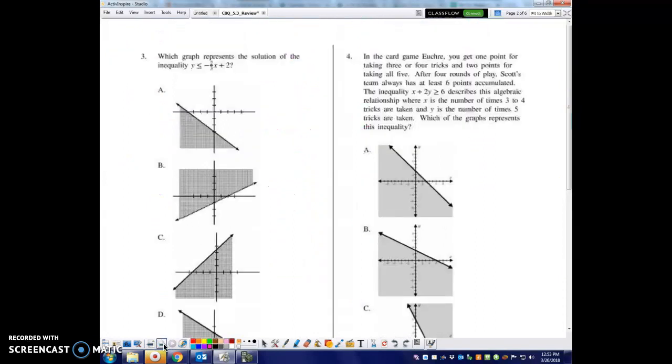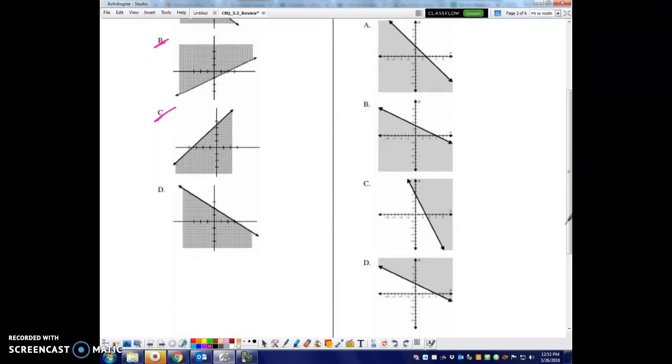Alright, next one. Number 3. Which graph represents the solution to this inequality? So again, our y-intercept is positive 2. So not here, not here, not here. Well, it looks like there's only one option. This one right here. So that was easy.